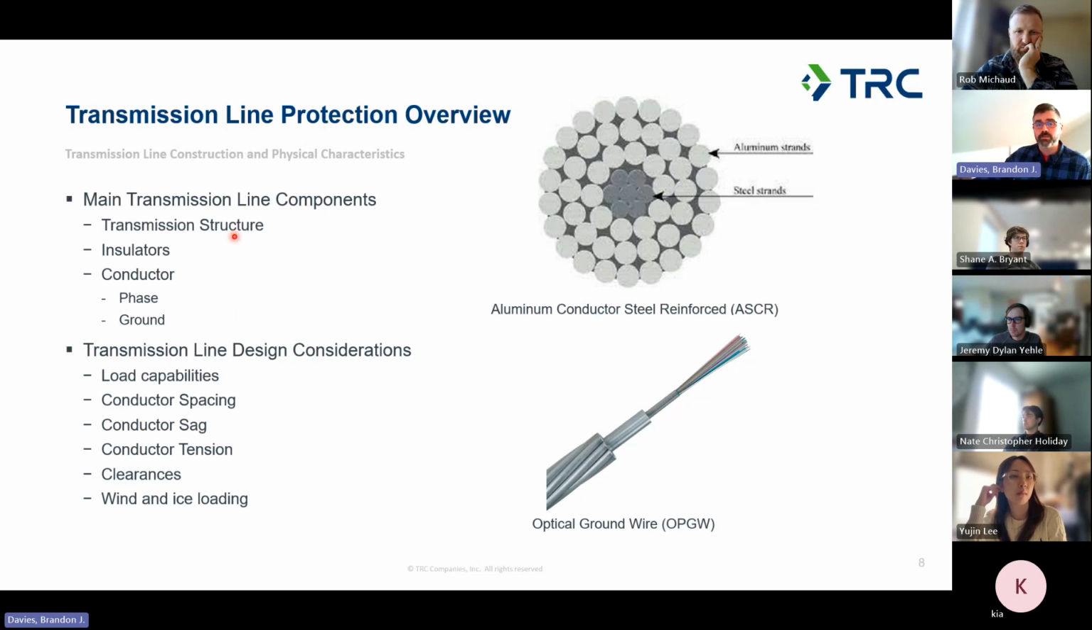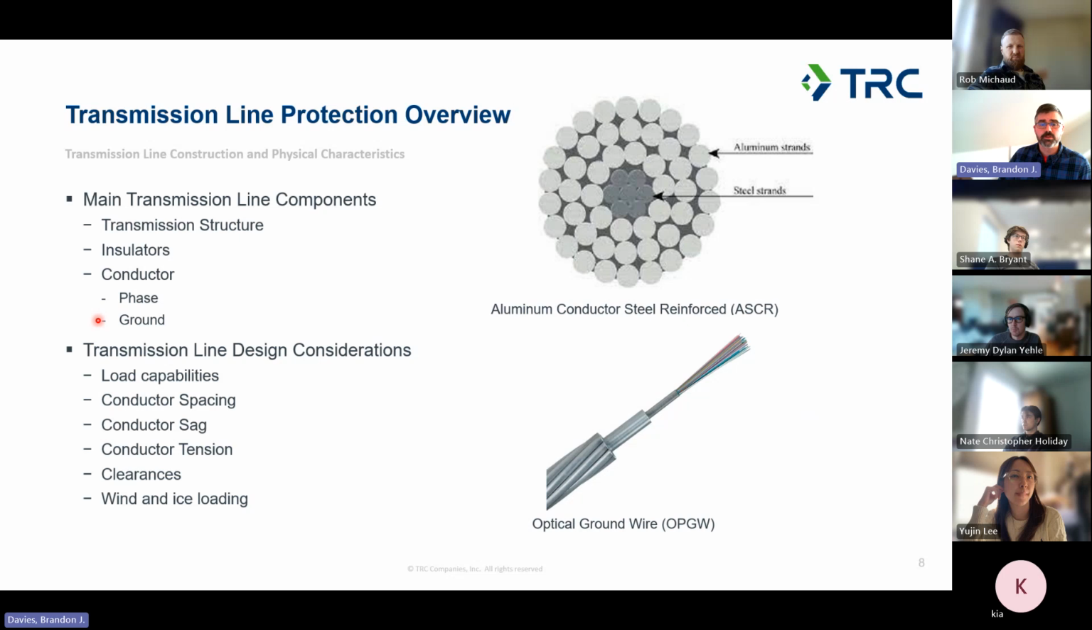To connect the conductors to the transmission structure, we've got insulators. The size of the insulator stack will depend on the voltage rating of the line. And then you're going to have conductors, both phase and ground conductors. You'll have 3 conductors for your 3-phase system, and then you'll have 1 or 2 ground wires that connect the structures together and provide a ground path for your fault current and for grounding your system and keeping it on a consistent ground reference.